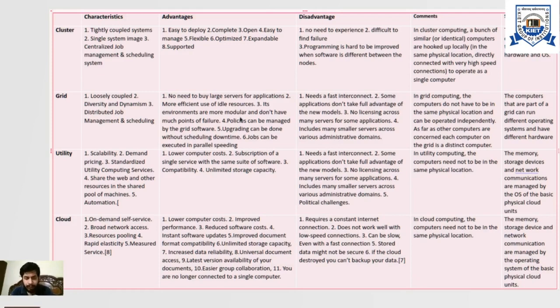In cloud computing, there are 5 features: on-demand self-service, broad network access, resource pooling, rapid elasticity, and measured service. All these features you have studied in the previous videos, so there is nothing much new that I have to discuss.